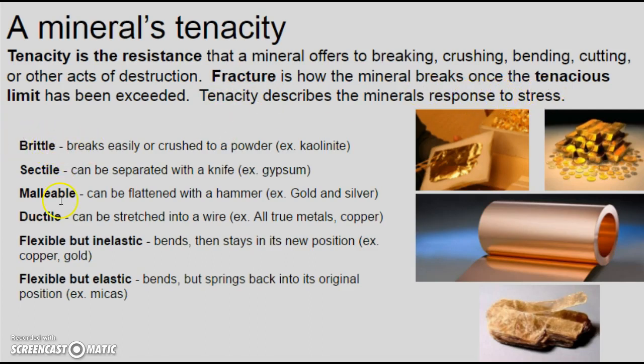We can talk about a couple of different types of tenacity. We can say brittle. It breaks easily or is crushed into a powder, for example, kaolinite. It can be sectile, can be separated or cut with a knife, for example, gypsum. It can be malleable, can be flattened by a hammer, gold and silver. We could even put copper in that. We can talk about ductile, can be stretched into a wire, right? All true metals, particularly copper.